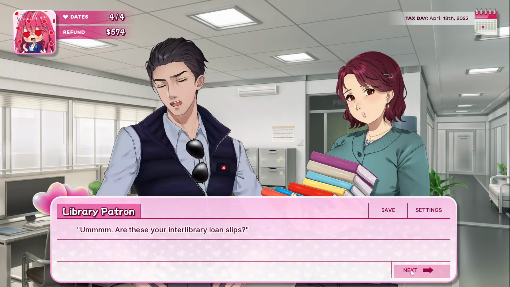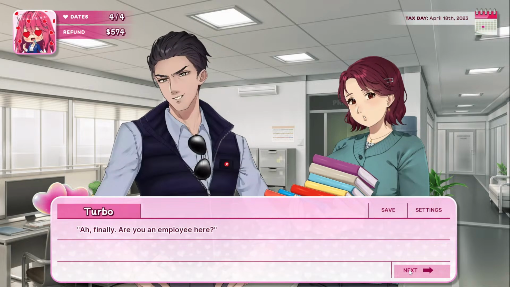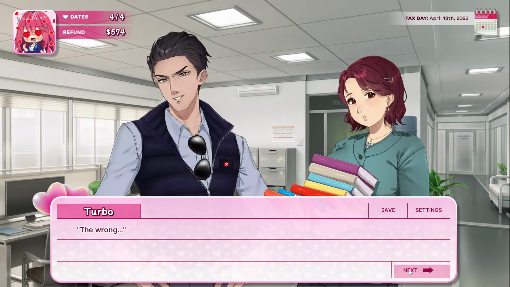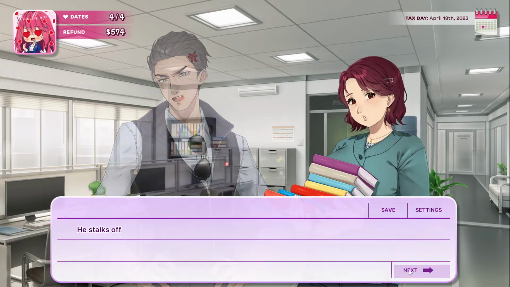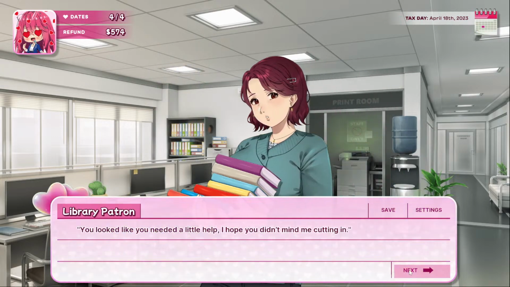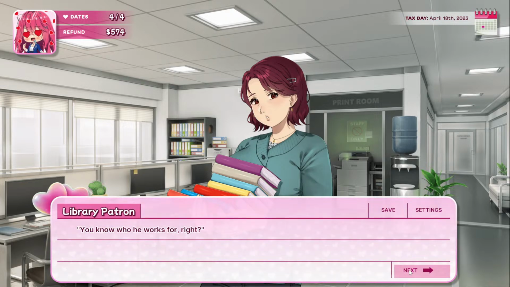I guess this is why she doesn't like coming to the office, because of TurboTax, man. Are these interlibrary loan slips? They are. Spent a lot of time using the library. Thank you. He stalks off. Deeply weird about that guy. Thank you. You know who he works for, right? Heard a lot of bad things about that one.